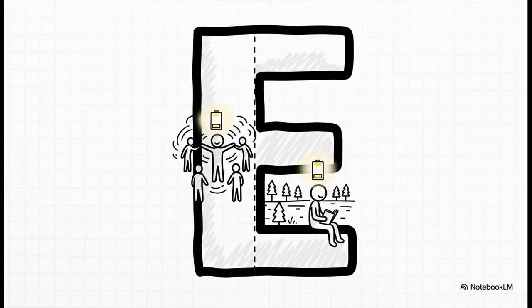E stands for extroversion, and this is one we all kind of know. It's about how sociable you are. But more than that, it's about where you get your energy. Do you feel totally recharged after a big social gathering? You're an extrovert. Or do you need to go be alone in a quiet room to recover from that same party? You're an introvert. It's not about shyness, it's about how you recharge your personal battery.